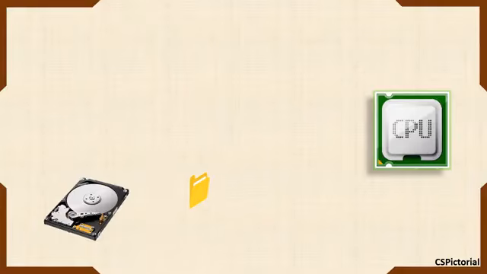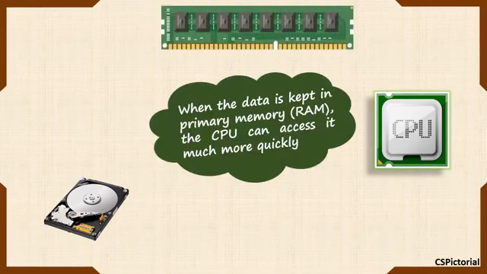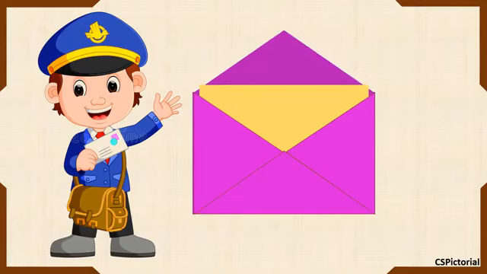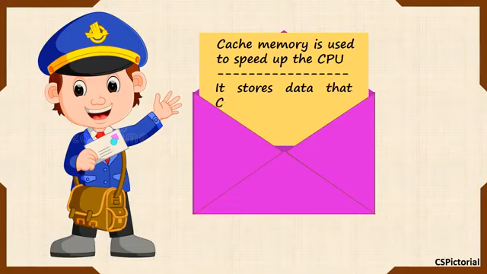Now it's time to find how these memory devices work with the CPU. As we had seen already, the secondary storage devices are slower. If the CPU gets all its data from hard drive, it would operate very slowly. So, the data is kept in the main memory, the RAM, so that the CPU can access it faster. To further speed up the CPU, the cache memory comes into scene. The cache memory stores the data that CPU needs frequently.